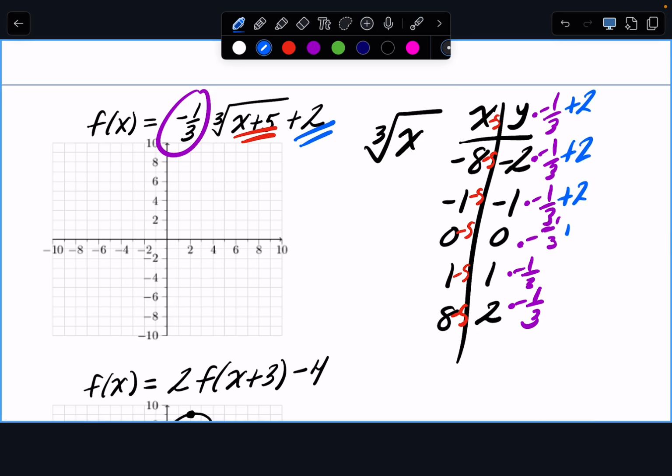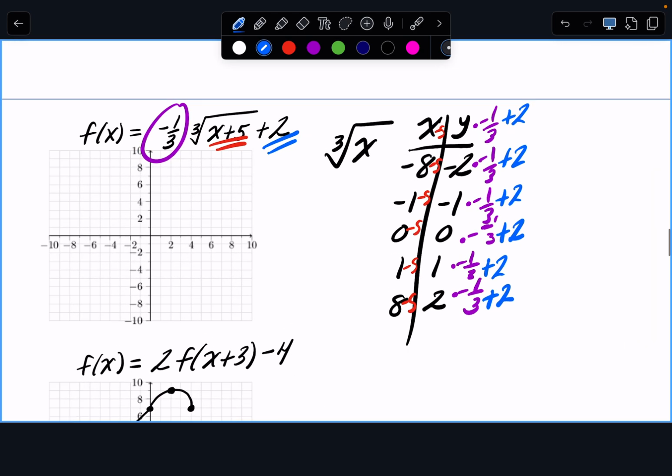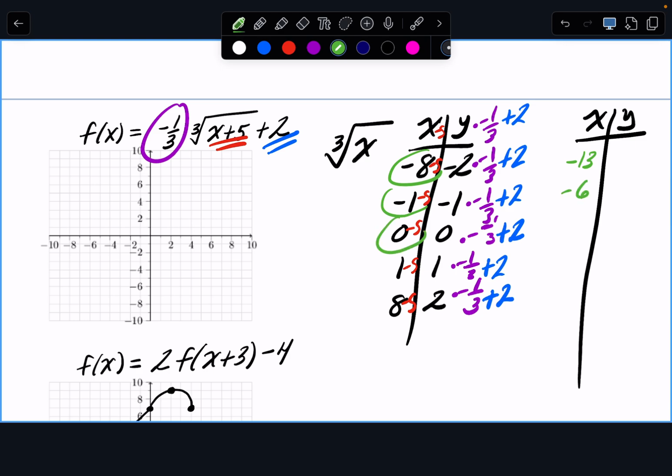My stuff looks too sloppy for my comfort here. I'm afraid I'm going to get confused. All right, so now let's make our official XY chart. Let's just focus on x's. Is that -13? Yes. -6, -5, -4, and 3? I'm going to have to do a lot of that in my calculator.